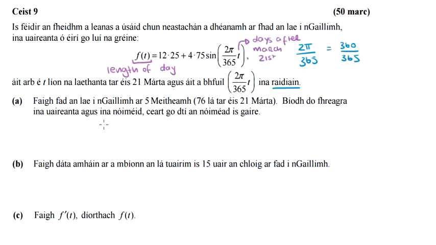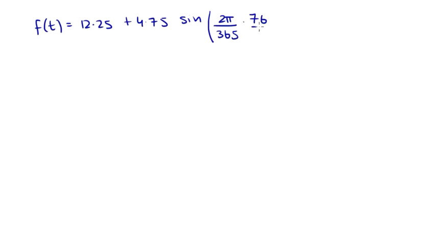So the first thing we're asked to do is find the length of the day in Galway on June the 5th. That's 76 days after March 21st. Give your answer in hours and minutes correct to the nearest minute. So really what they're asking us to do is find f of t when t is equal to 76. So I'm just taking my function, substituting in 76 for t, and then simplifying.